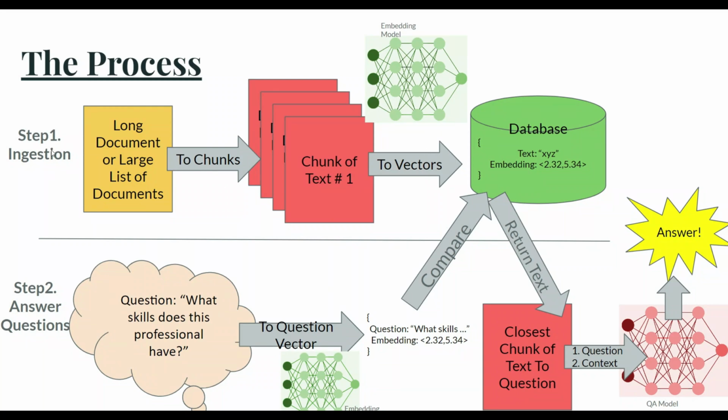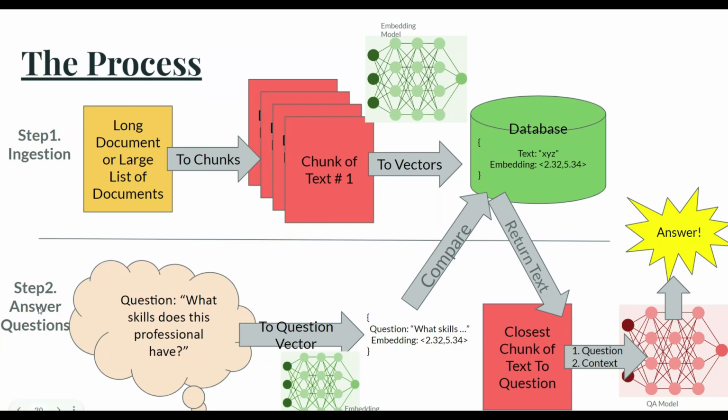The first is step 1, ingestion. You have your large document or list of documents, you chunk it up, and then from here you use your embedding model, your embedding machine learning model that'll take the text and convert it into a vector. So over here you can see this is one entry in the database. You have your text, it'll be a paragraph or a page of text, what have you, and then the embedding, that's going to be some vector. Now that's your step 1, ingestion.